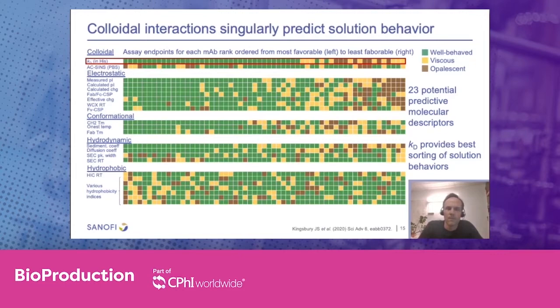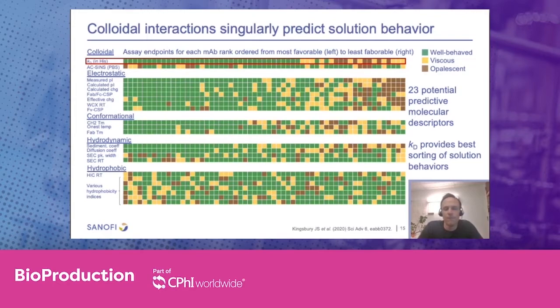So this kind of complex looking figure is how we profile the predictability of each of the dilute solution calculation, dilute solution measurements or calculations. So here each of the antibodies is given as a box, and it's color coded according to its solution behavior category. So green, well behaved, yellow, viscous, brown, opalescent.